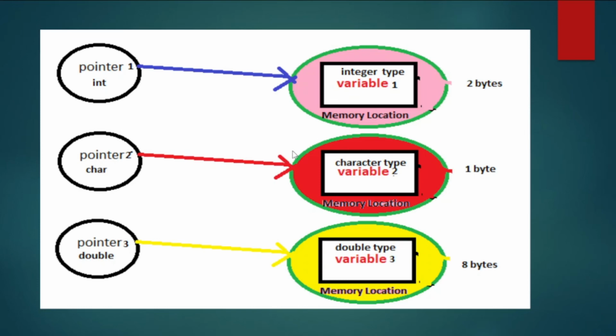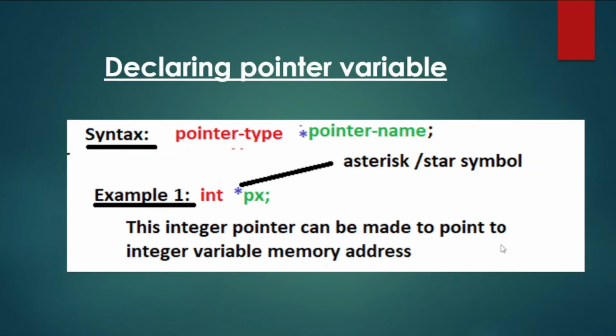So it's very simple. Similarly, in the second case, pointer 2 is pointing towards the memory location of a character type variable. So what is its type? Character. Now the third pointer variable is pointing towards the memory location of a variable of double type. So that's why the pointer type is double. So this is what we have regarding the type of the pointer variable.